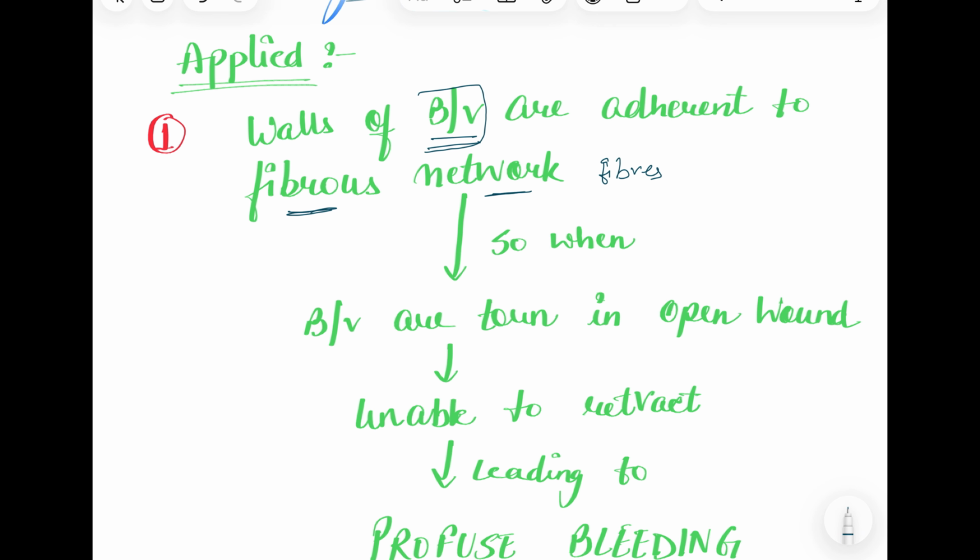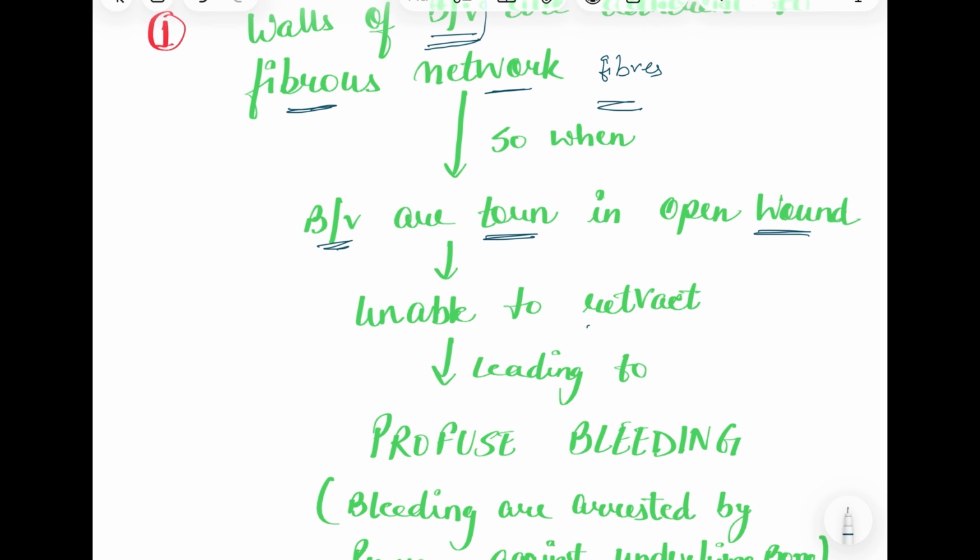So which is going to do what? Whenever the blood vessel is torn, whenever there is an injury, what is going to happen? The vessels are not going to retract back, which will lead into the bleeding, right?